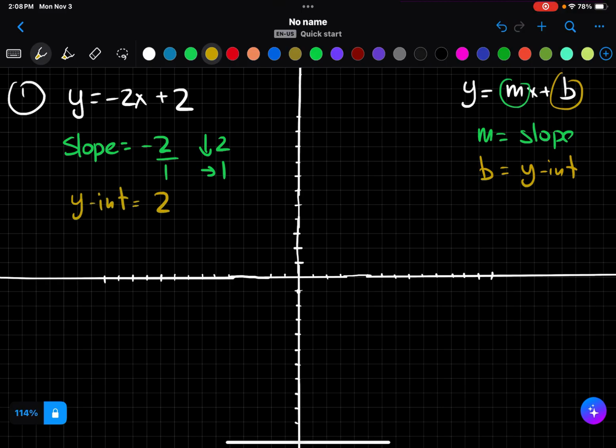So you start with the y-intercept. You start at positive 2 here, and then you use your slope. You go down 2 to the right 1, and that's going to be here. Down 2 to the right 1, that's going to be here. Then you graph it using a ruler, hopefully. That should be the line that you're looking at, if you did everything correctly. Let me know if you have any questions. Pause this if you need to, and let's set up for number 2.